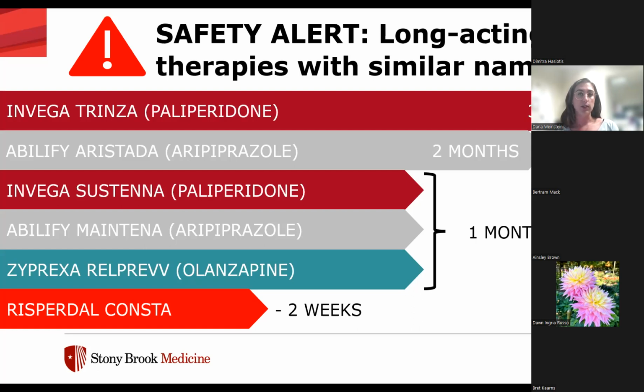So it's super important to double check that the right med is ordered and dispensed. And so basically what you're looking at on this slide is the colors correlate with the medication. So for Invega Trinza and Invega Sustenna, they both contain paliperidone. However, one is given every 3 months and one is given every 1 month. And the same for aripiprazole, it comes in Aristada and Maintena, and one is given every 2 months and one is given every 1 month.